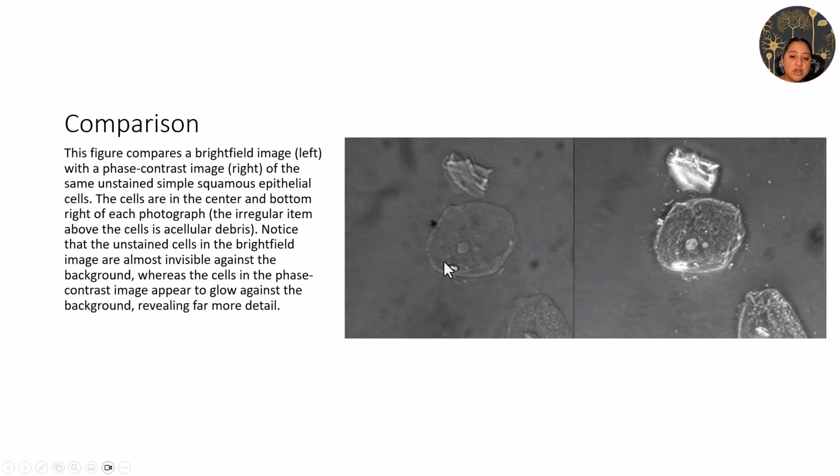And again, they are almost invisible against the background. So that's why you would use a phase contrast microscope, or you would apply dyes so that you could see the cell a little bit better.